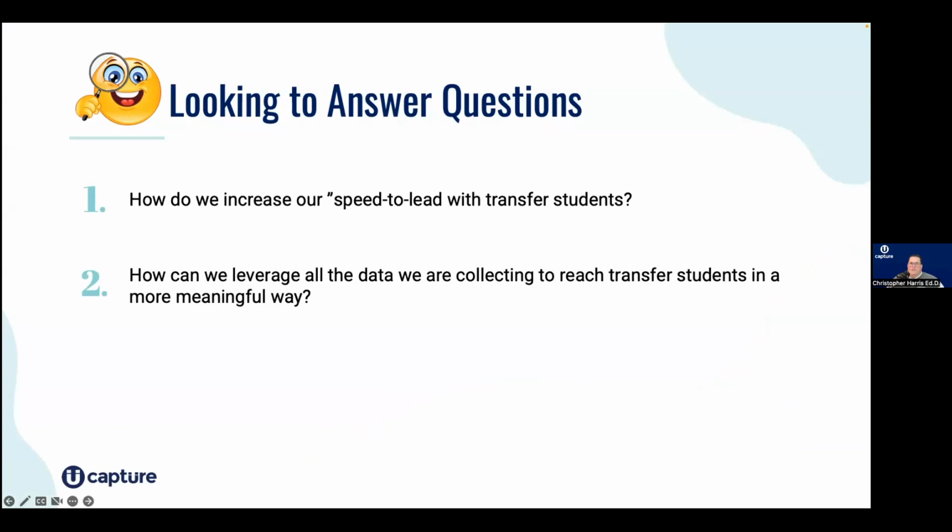Transfer students find themselves on your website at different hours of the morning, in the night, and in different ways of communicating with you. So how are we going to leverage all that data so that we get the right information out in front of them at the right time?